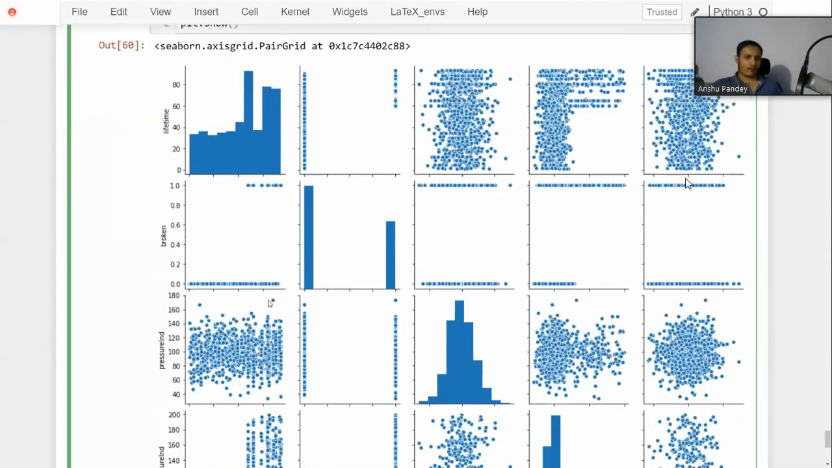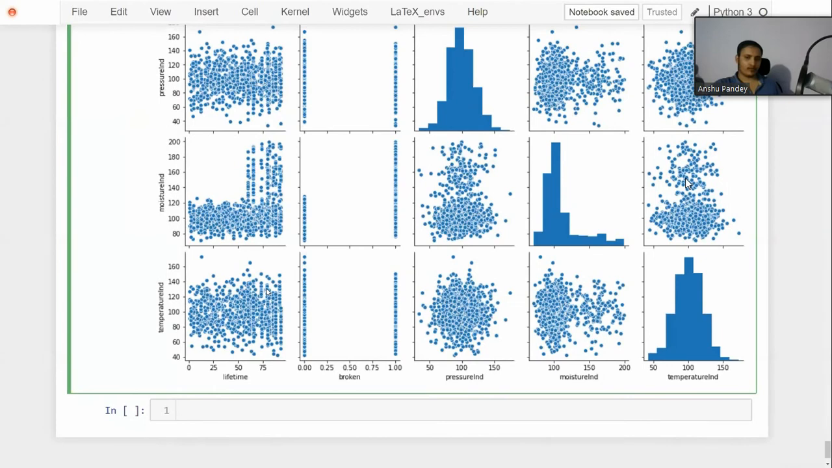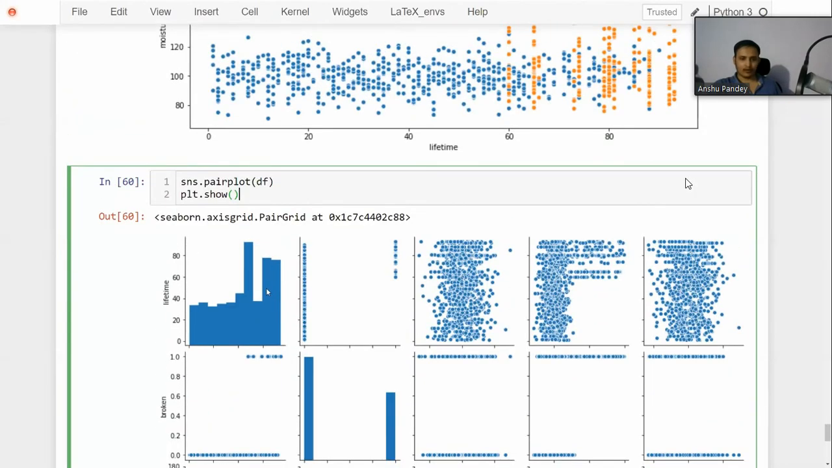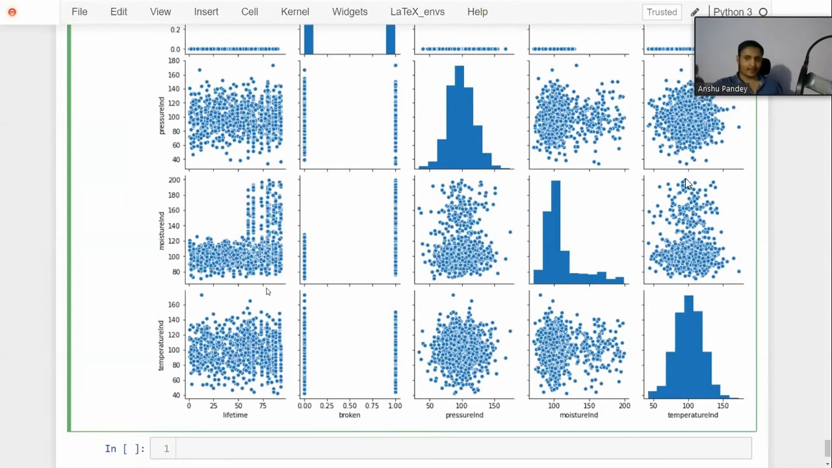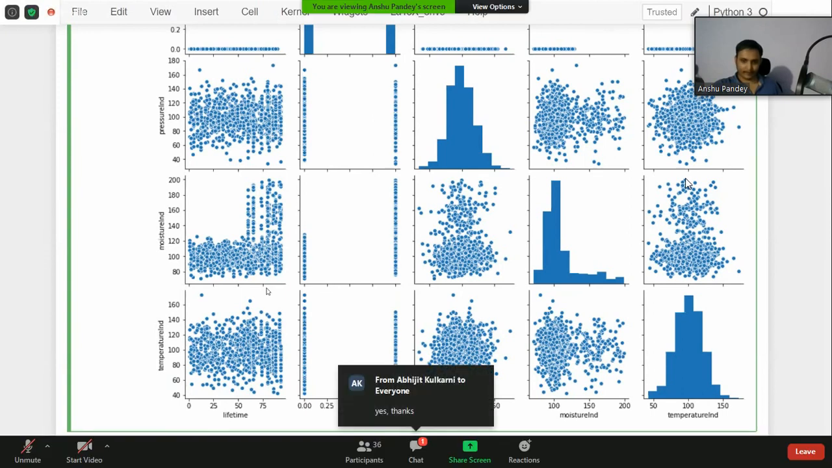But yeah, so there's one plot which gives a kind of one-shot analysis of all the columns versus all. The only thing is, look-wise it's definitely attractive, but when it comes to interpretation, it becomes a little difficult because of the small size of the graph. It becomes a little difficult to make sense out of this.